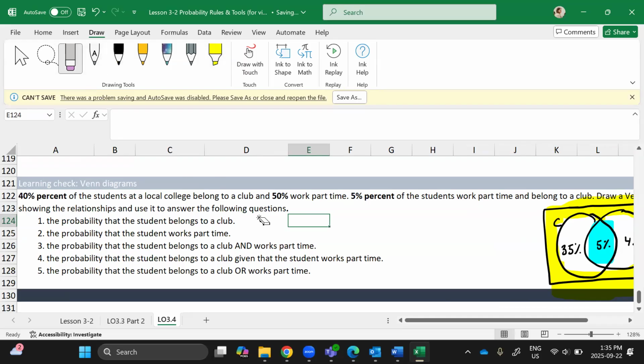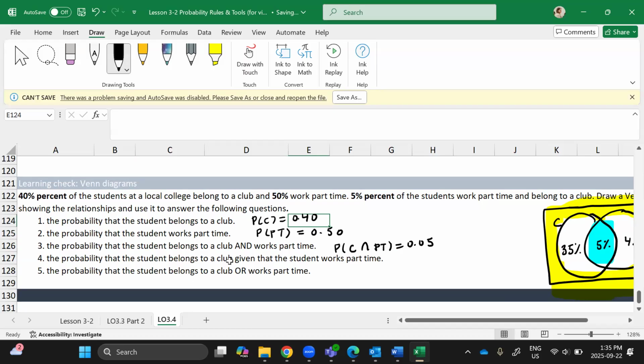It's just in the question. If you want to write it out with full probability notation, which we should probably do, I'll write that out first. Probability club, 40%. What is the probability a student works part-time? 50%, given in the question. What is the probability a student belongs to a club and works part-time? Again, that's given in the question. Club and part-time is 5%.